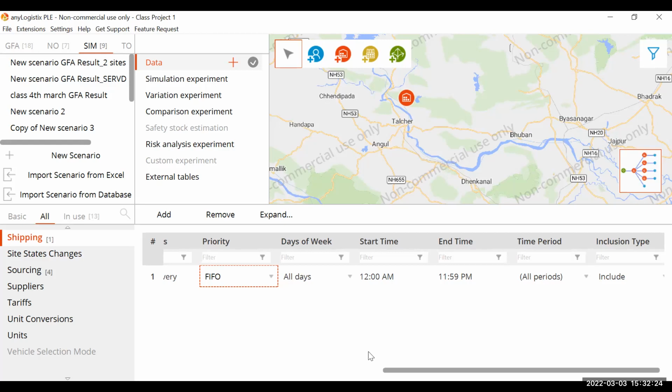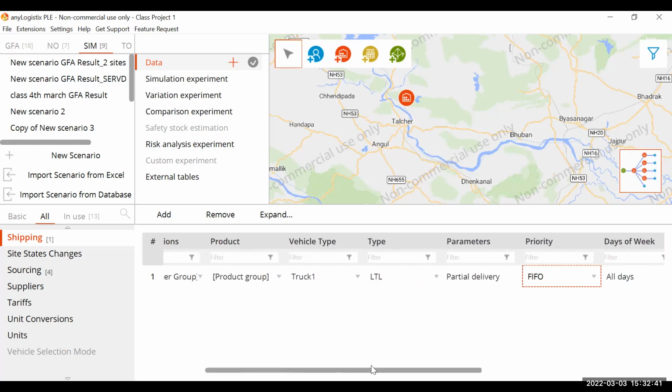As you like, you can make it more complex also, which is actually representing reality, right? Very few warehouses work 24 hours, 7 days a week, right? So those things also you can change, but I'm not making any changes here as of now, right? So as of now, what we have done is changed shipping, then sourcing.